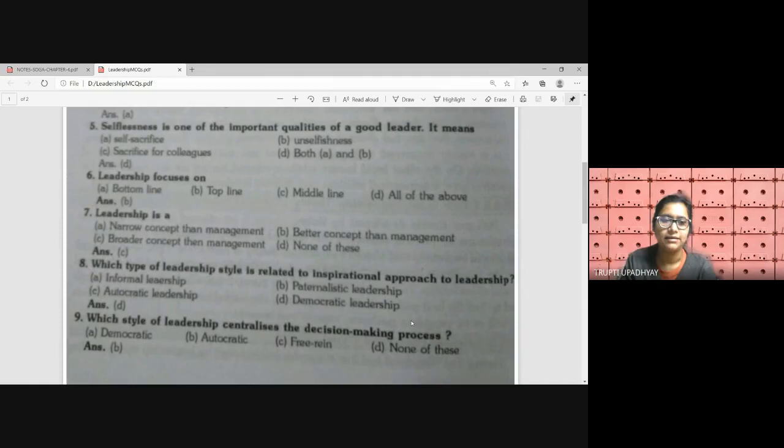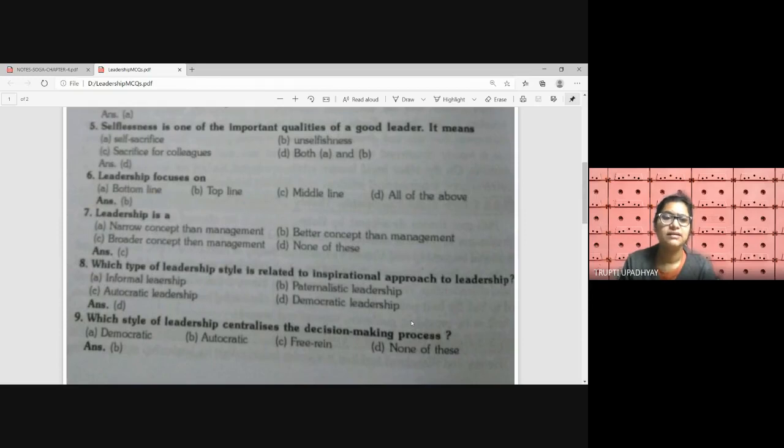Next question. A leader focuses on A. Bottom line, B. Top line, C. Middle line, D. All of the above. So a leader actually focuses on the top line, because his activities are concentrated at the top level management. We need very good leadership from above. So he focuses on the top line, right? The top management or the senior level management, he'll focus on them.